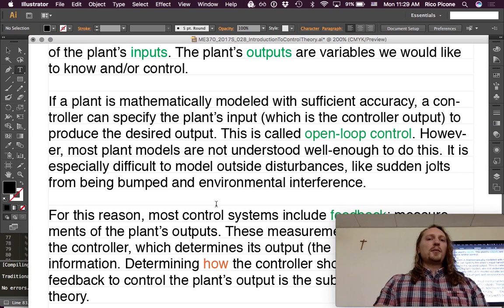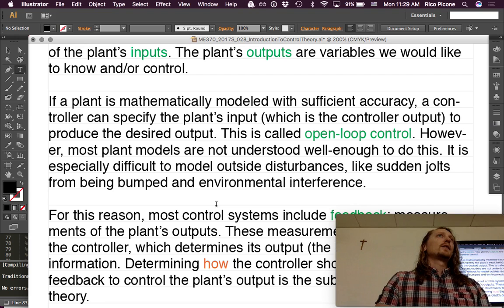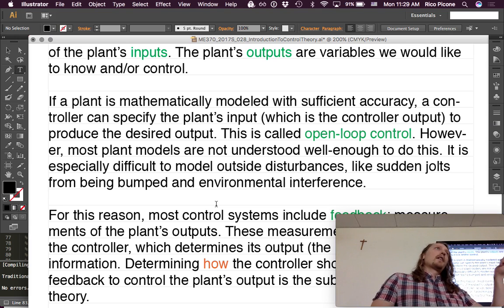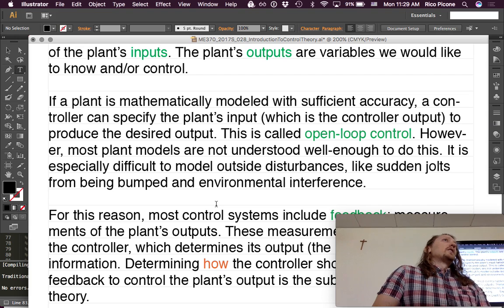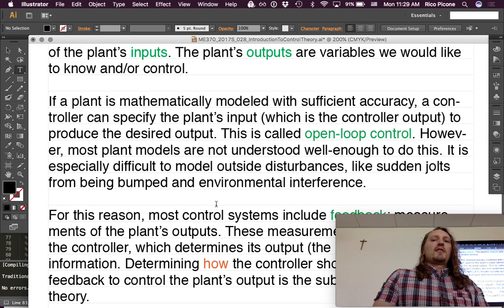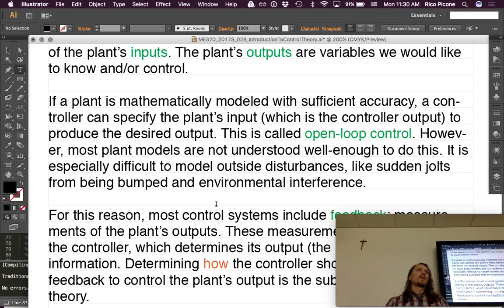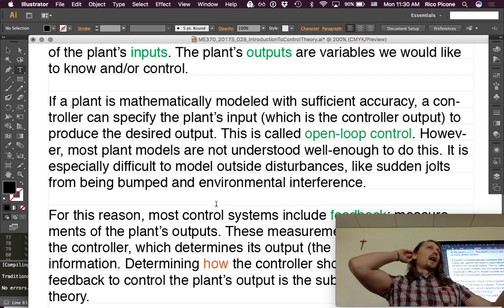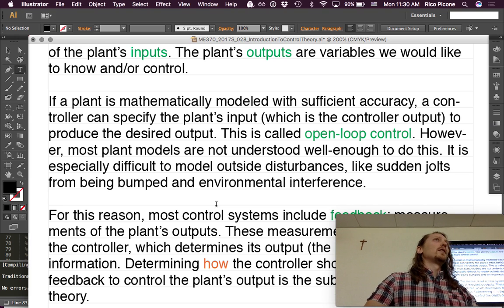However, most plant models are not understood well enough to do this. Okay? Usually, we've put together a lumped parameter model like we like to do, drawn a linear graph. It might be accurate to within 10%, something like that. That's not bad. But we probably can't get it a lot closer than that for a lot of cases, especially when there are things like disturbances from the outside, like some input that you don't know about is coming into the system and affecting it. So that's one of the big challenges of engineering, is what do you do when you've got imperfect knowledge of what's happening out there.